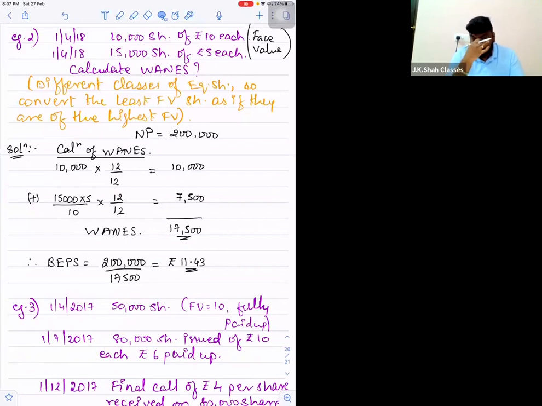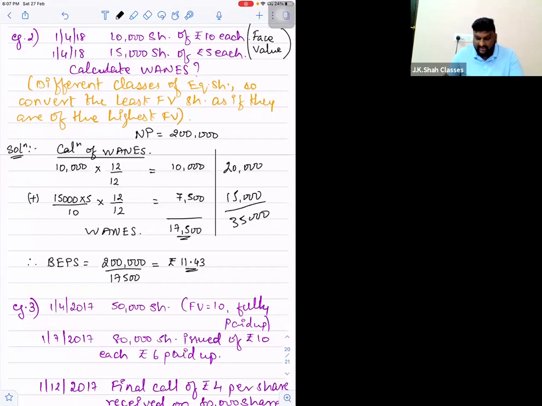Hello, sir. Can we convert the higher value to rupees 5 each? If you do that, what will happen? The figure of EPS will be too low, so we don't do that. What will happen if you do that? This 10,000 will become 20,000, and with the 15,000, the total will be 35,000 shares.